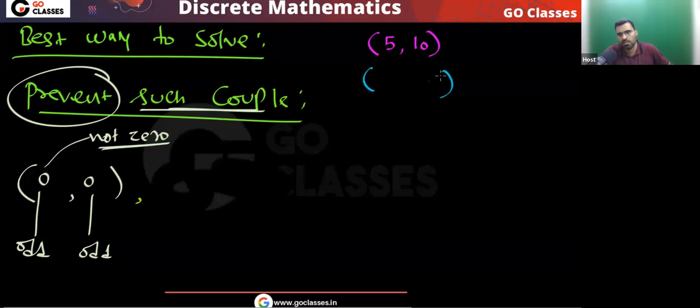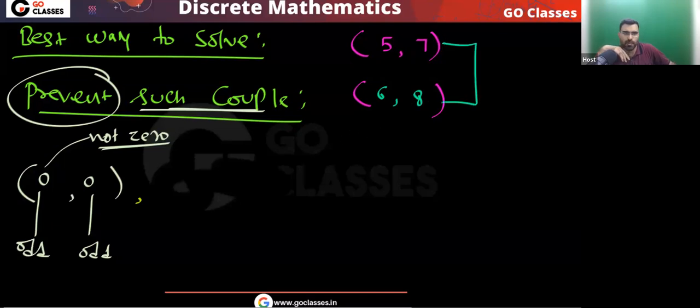So I want to prevent such a couple. Let's make sure that we prevent it. If I start with, for example, 5, 7, I want to prevent this type of couple. They should not have the same parity. So for example, I can give you 6, 8. So far it is correct, right? Yes or no? We don't have a couple.